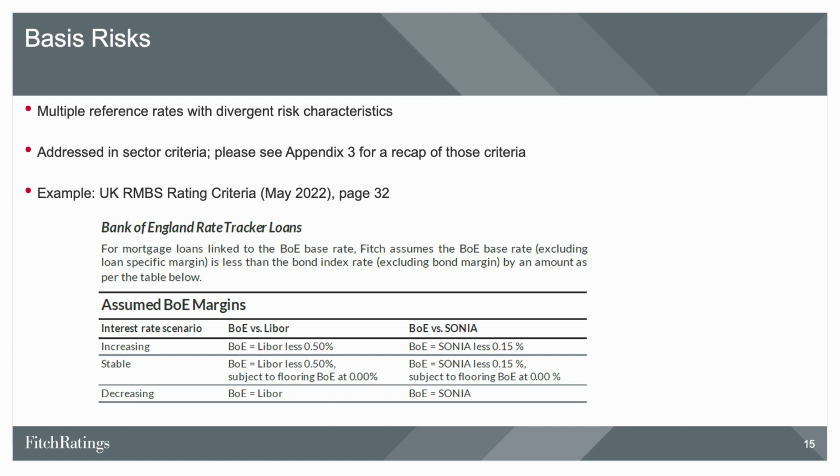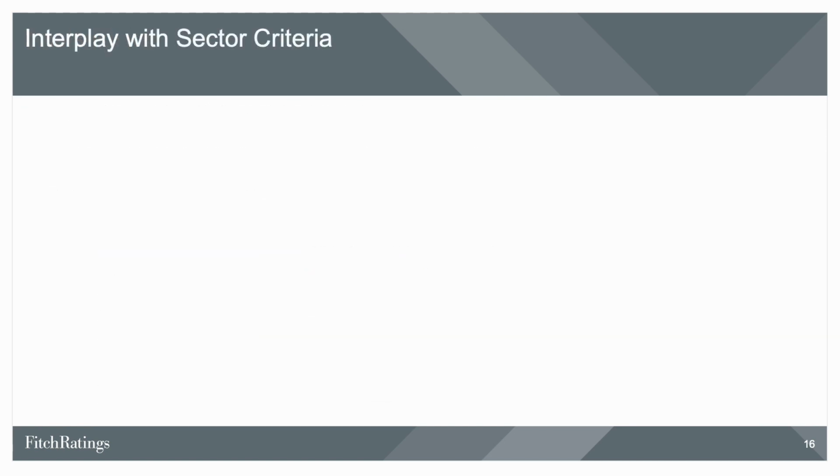This is typically done on a sector-by-sector basis, which enables us to analyze basis risk in the context of a given sector. It is also a reflection of the fact that basis risks are often sector-specific, and overlap with other sector-specific criteria is limited. As a result, the cross-sector criteria do not provide quantitative guidance, instead referring to sector criteria and Appendix 3 to the criteria, which lists the basis risks considered in all relevant sector criteria at the time of publication. The UK RMBS example shown here is typical in that haircuts to margins are assumed to provide a buffer against the risk of material divergence.